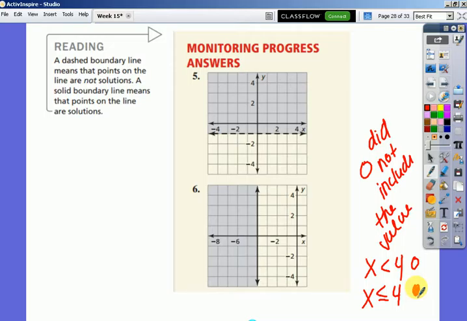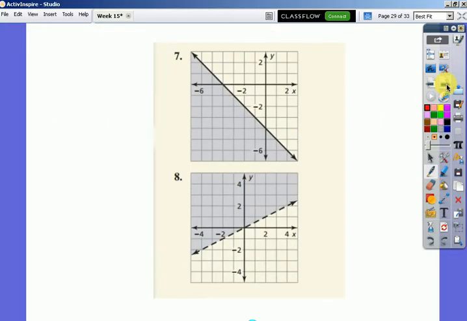The dashed line is similar to that, meaning that if we're looking at solutions, values to test, I cannot pick any values on this line to get a true solution. It will not be a solution, right? So I shouldn't say false solution, it would just be false. Okay. Let's take a look at the next two. Okay. Number 7, this was below. Solid. Number 8 was above. Dotted.